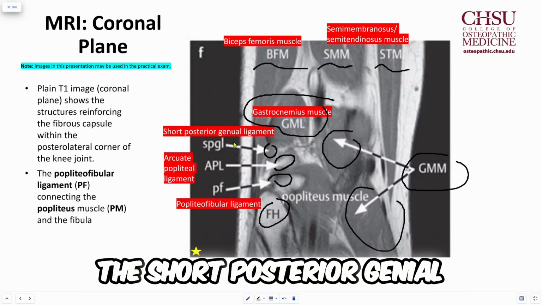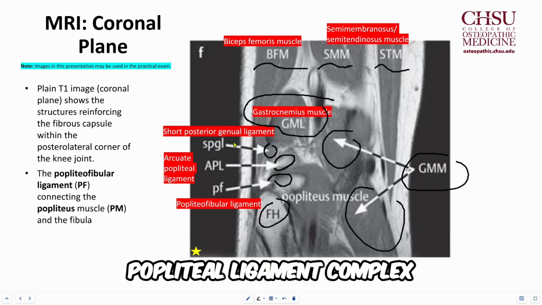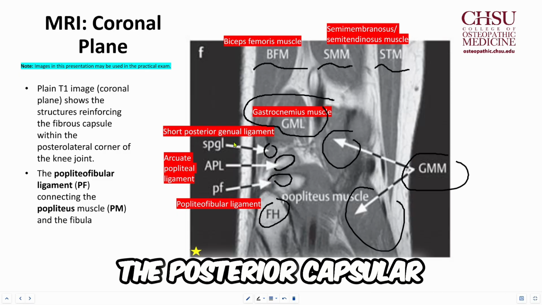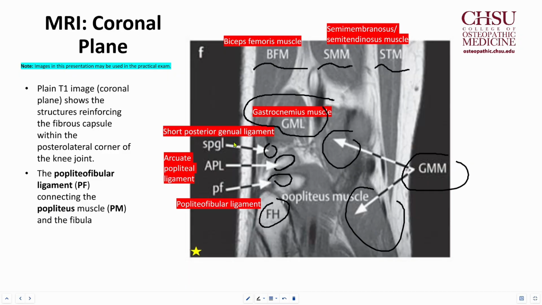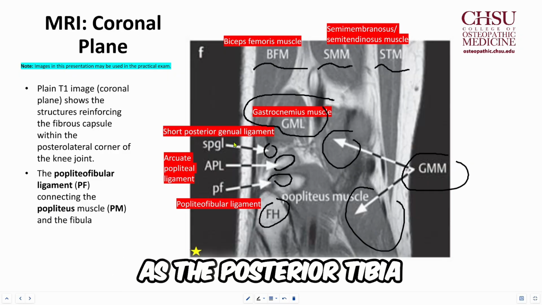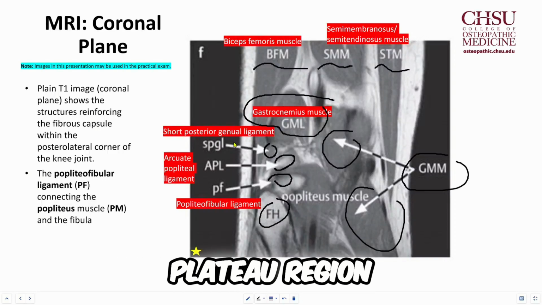The short posterior genicular ligament, not really standard, but this is also part of the oblique popliteal ligament complex. The main function is to help with the posterior capsular reinforcement. It also blends in with the medial condyle as well as the posterior tibia. Sometimes it's attached near that tibial plateau region.